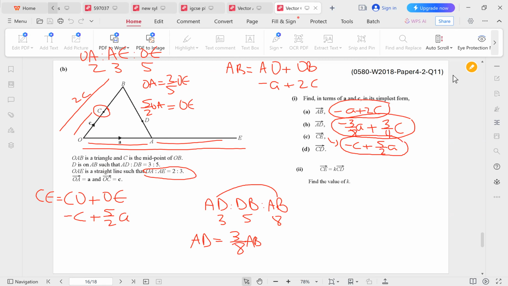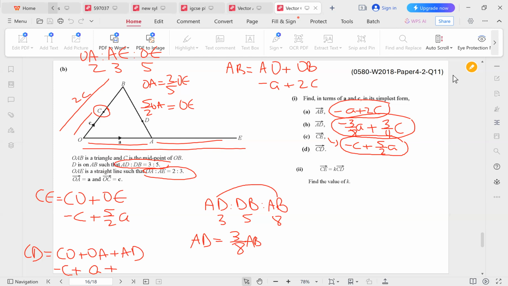Finally, for question D, we are required to find CD. Now CD would equal CO plus OA plus AD. CO, as we said, is negative C. OA is simply A. And we want to find AD. AD will be found using this ratio here. So we write, actually, we already have AD. I apologize. We already have AD from the solution to question B.